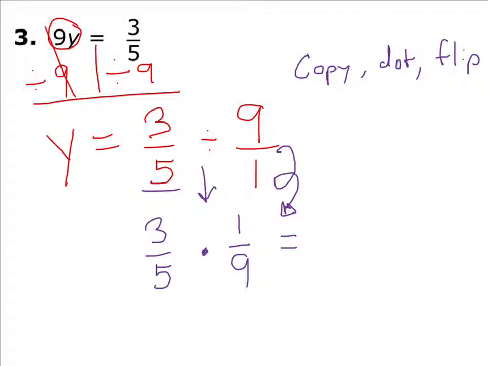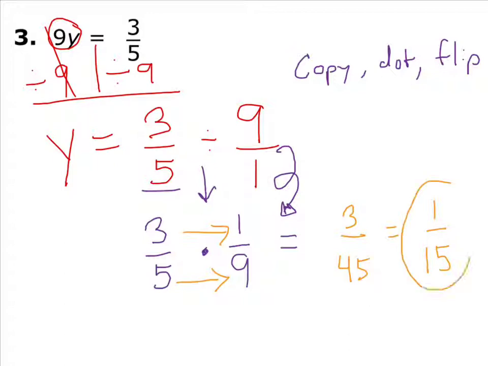Now, I can multiply straight across, which is 3 times 1 is 3. 5 times 9 is 45. Now, I can simplify that by 3, because 3 goes into 3 one time, 3 goes into 45 15 times. So my answer would be 1/15. Not terribly difficult, I don't think. All right, let's take a look at our next one.